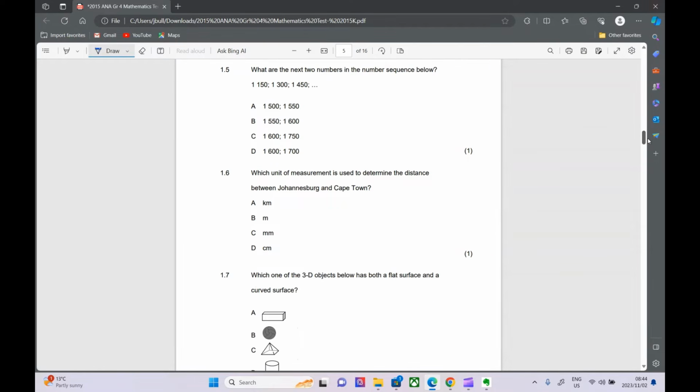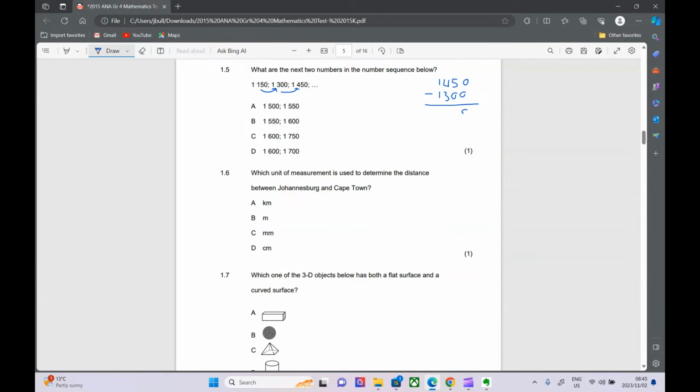If we look at the next few questions, what are the next 2 numbers in the number sequence below? So we've got 1,150, 1,300, 1,450. We want to know what the next 2 numbers are. With number sequences, you need to figure out what you are adding on each time. A trick to do this is you can work backwards if that helps you. So I would go to the biggest number, 1,450, take away 1,300. So take away the numbers next to each other.